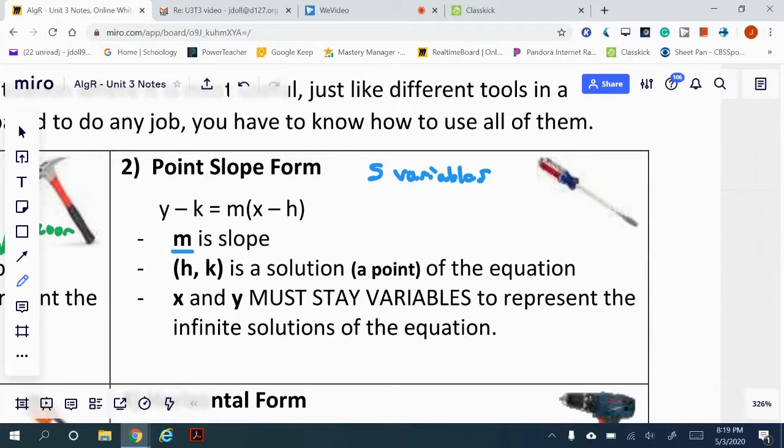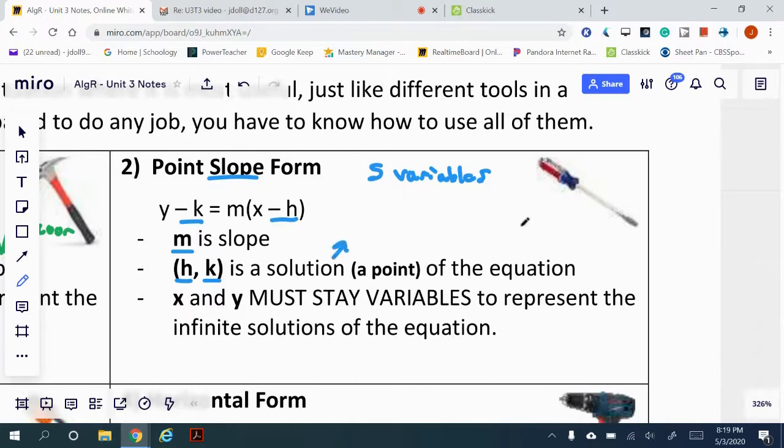So again, m is our slope. And we have the word slope there. M is our slope. Now, here's the difference. Instead of just having one variable, one constant for b, we have 2. We have h and k, minus k, minus h. And what this is, h and k is a solution, a point of the equation.